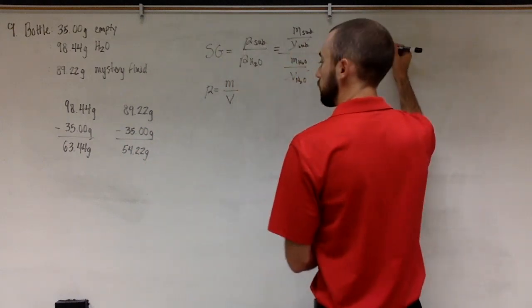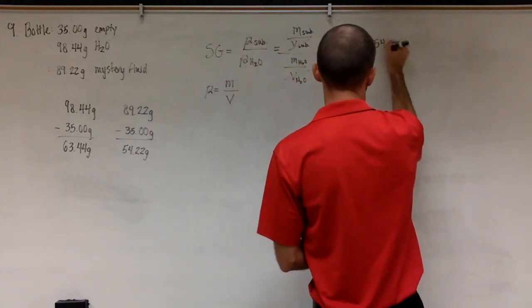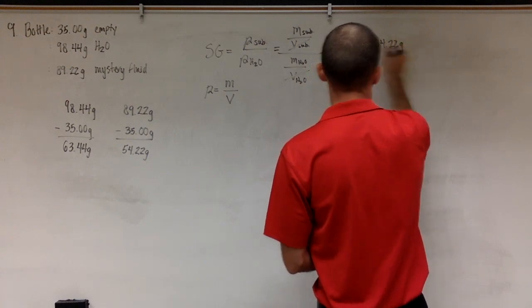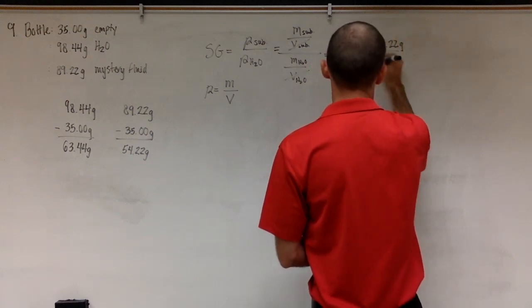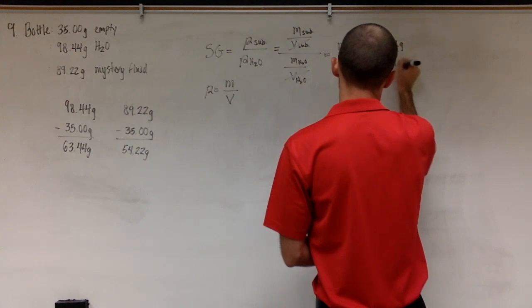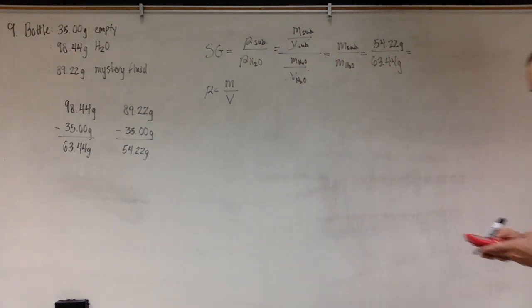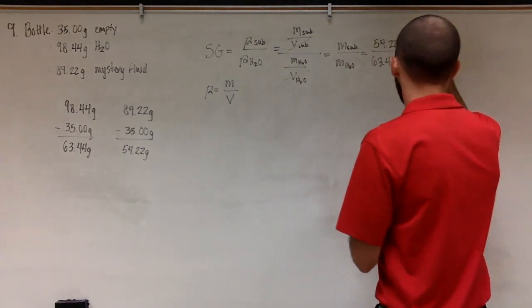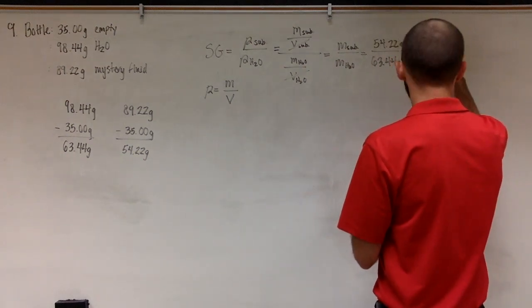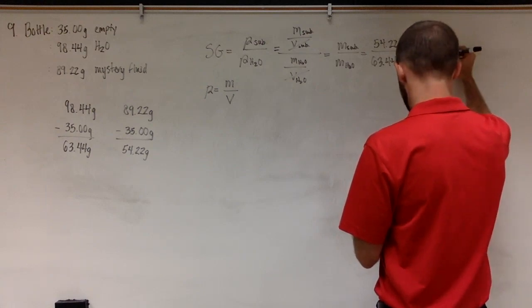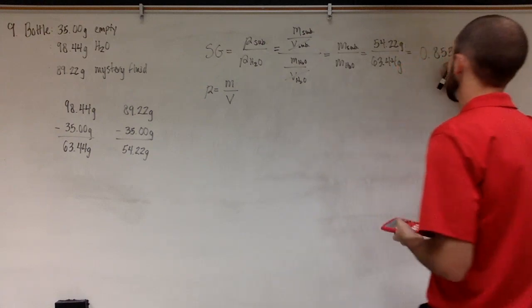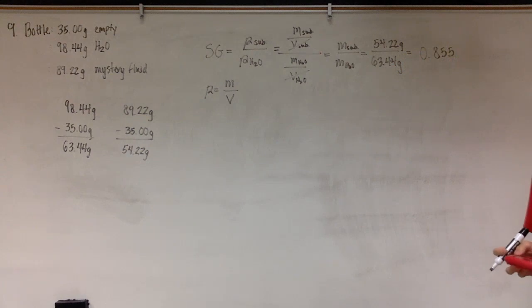So what I'll do is put those numbers up here, 54.22 grams over 63.44 grams. And when I plug that in, I get a specific gravity of approximately 0.855. So this substance would float in water. It would probably be just a little less dense than oil, and it would just sit right on the top of the water.